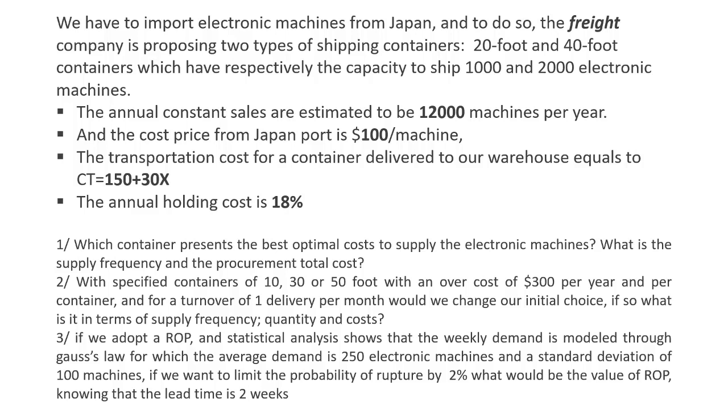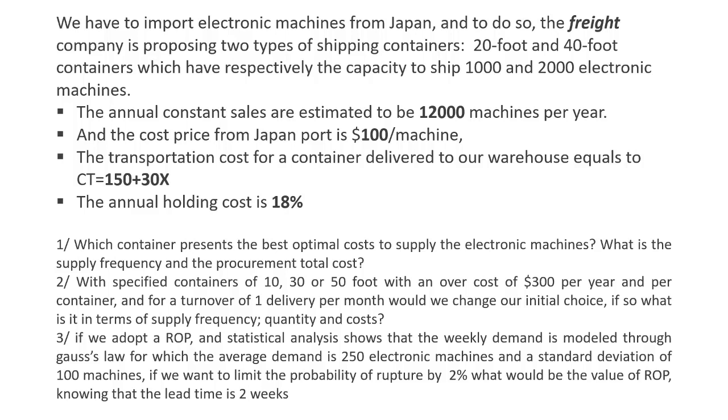The problem says that we have to import electronic machines from Japan. To do so, the freight company is proposing two types of shipping containers. They have 20-foot and 40-foot containers, which have respectively the capacity to ship 1,000 and 2,000 electronic machines.